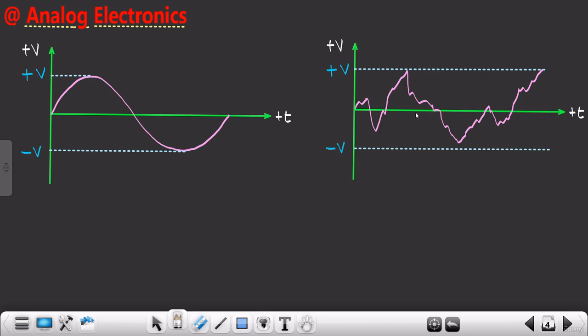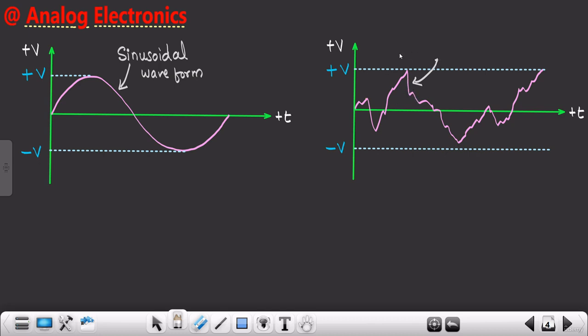Then if I ask you what would be the name of this particular waveform, you would say we cannot give any name to this waveform. But if I ask you the name of the other waveform, you can easily tell that it is sinusoidal. So basically it is a sinusoidal waveform. Whereas if I ask you what would be the name of this particular signal, now you would get confused.